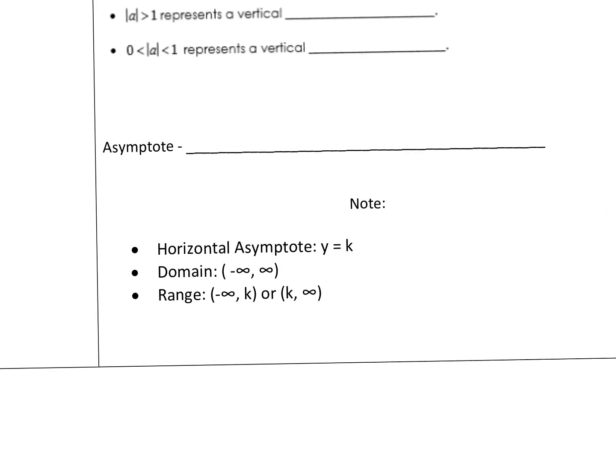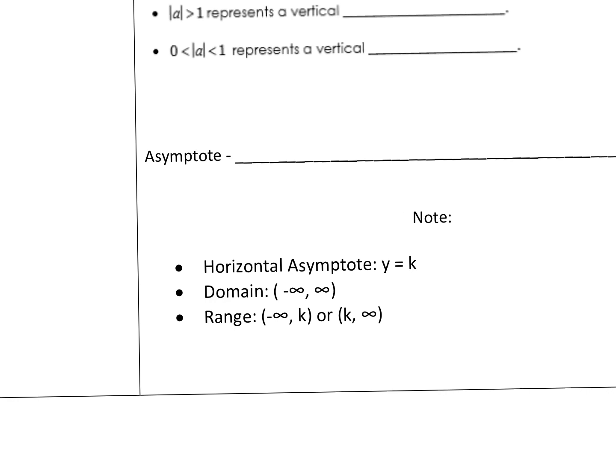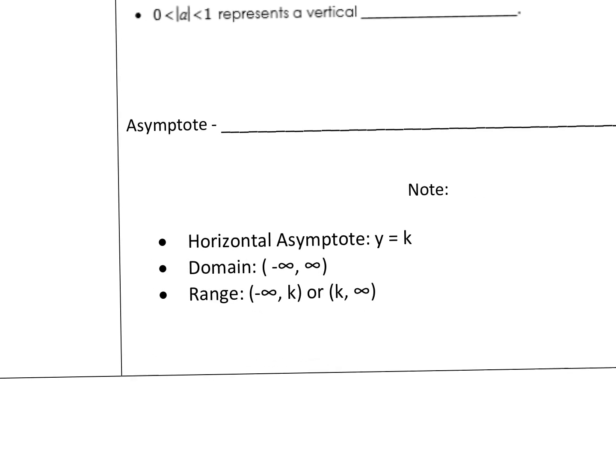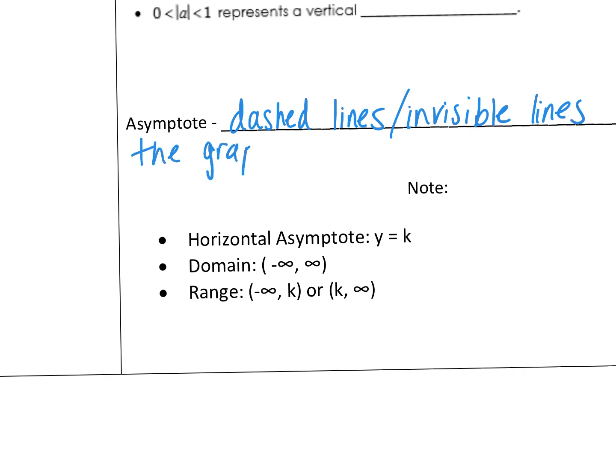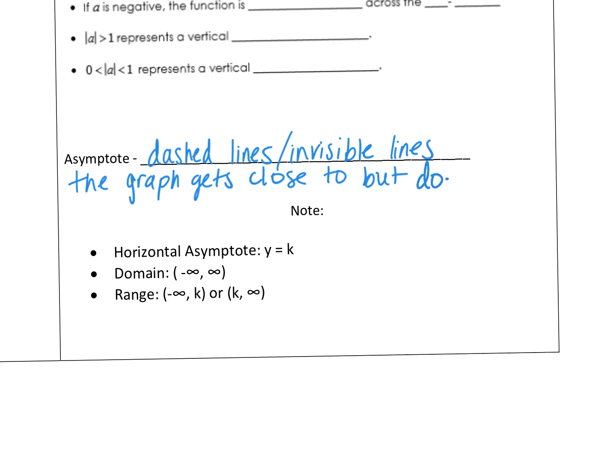Okay, asymptotes. What are asymptotes? What are they? The measurements of how far X and Y go. You're not too far off. We made them dashed lines, if you remember. They're going to be dashed lines, invisible lines that the graph gets close to, but doesn't touch or doesn't cross it. That's what an asymptote is.